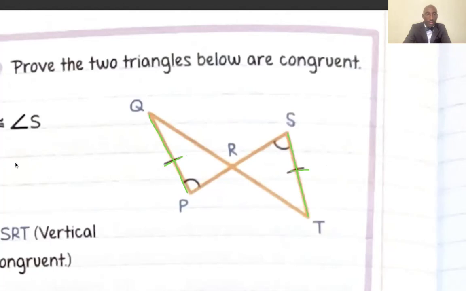And we have a pair of congruent angles with one arc, angle P and angle S.